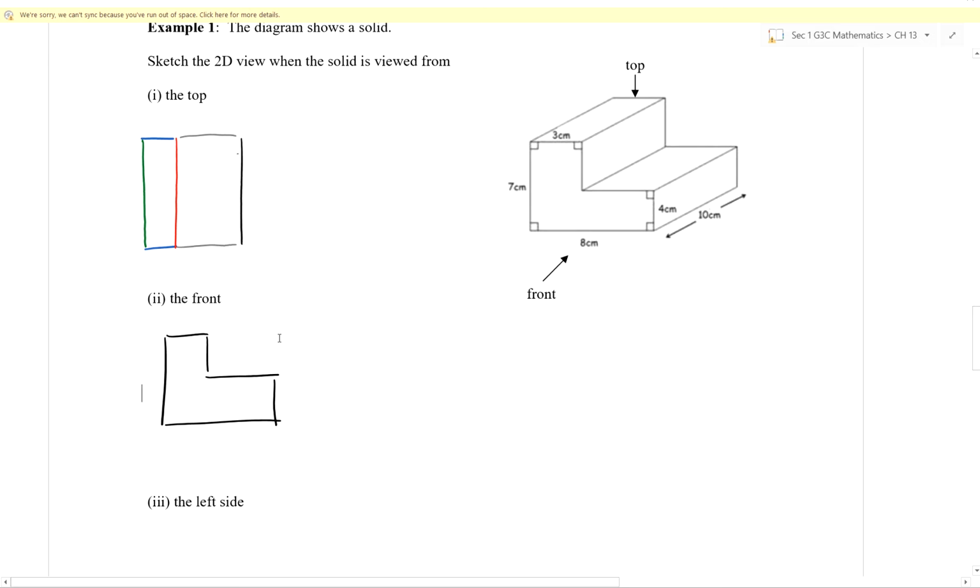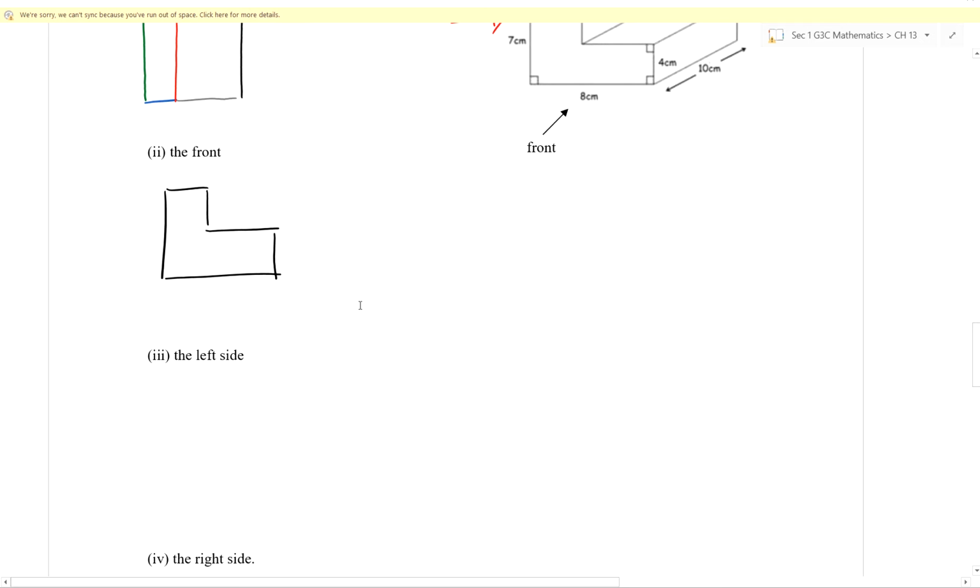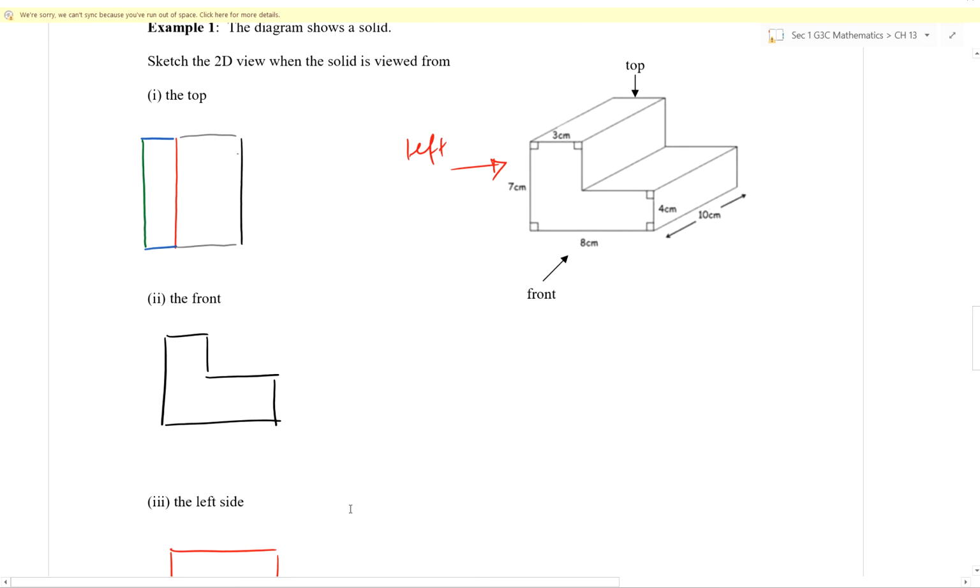Next, if we were to view it from the left side, so this will be our left side, we will see a big rectangle. And if we were to view it from the right side, we will see a face at the bottom and one more face at the top.